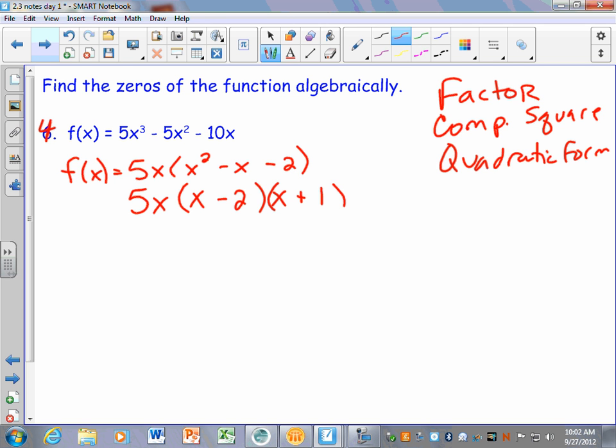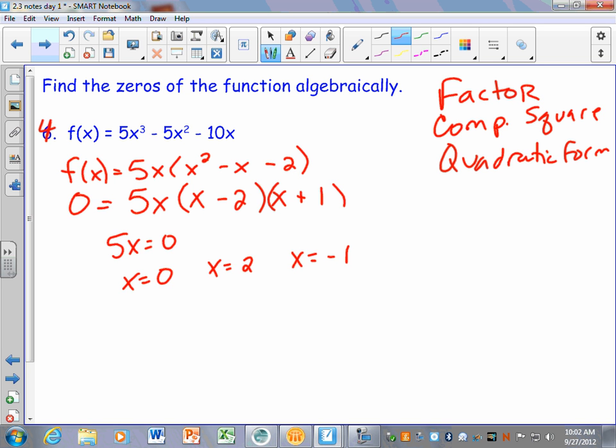If I asked you to find the zeros of this, could you do that? Yeah, you're just going to set each one equal to 0. So 5x equal to 0 just gives 0. This one I'm not going to do the work there. Set that equal to 0. I'm going to get x equals 2, and x equals negative 1. Questions about that?